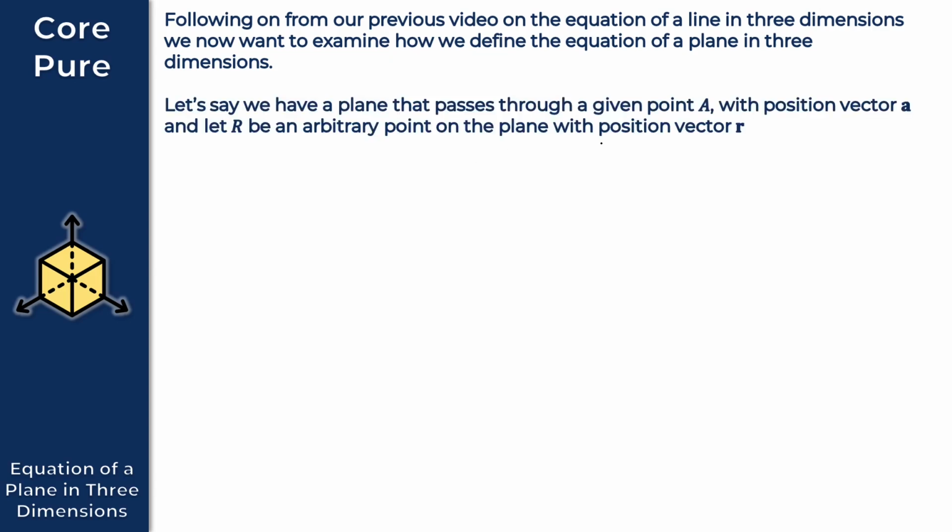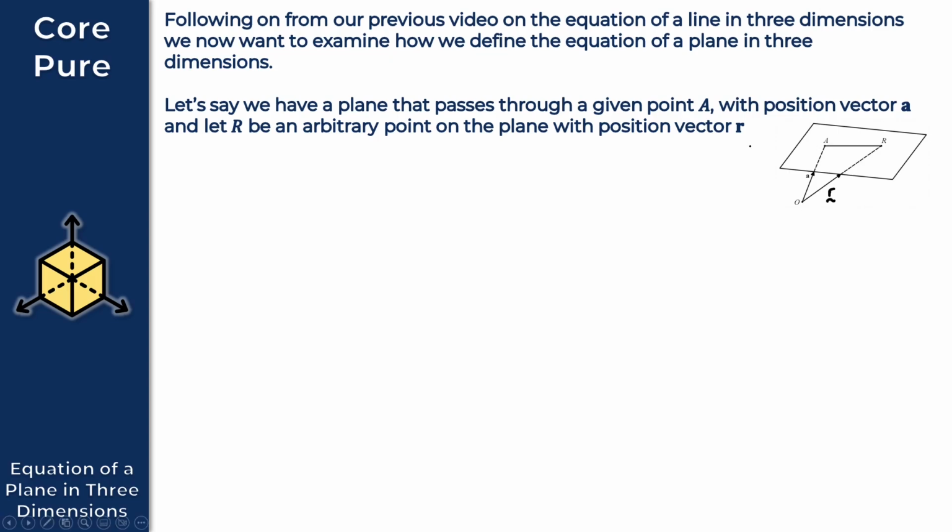Now, let's say that we have a plane that passes through a given point A, with position vector A. And now let R be an arbitrary point on the plane with position vector R. So that would look something like the following. We start from this fixed point O. We want to go to some arbitrary point on the plane, which we denote as R, with position vector R. And we also have the position vector A here.